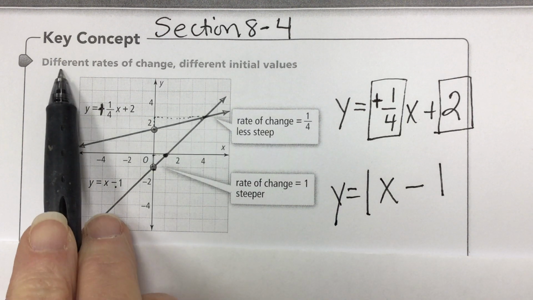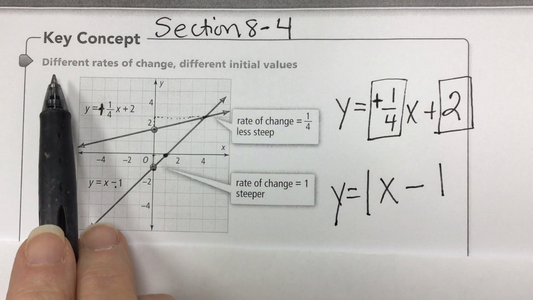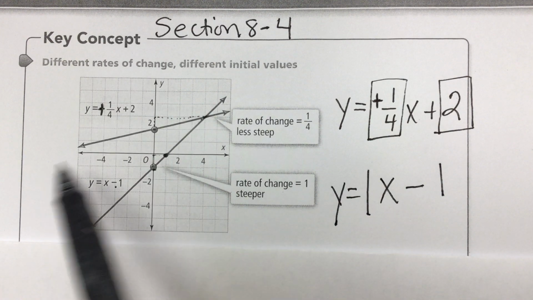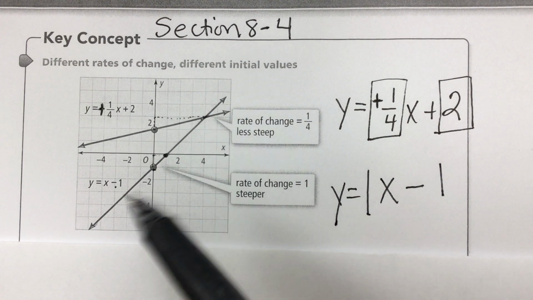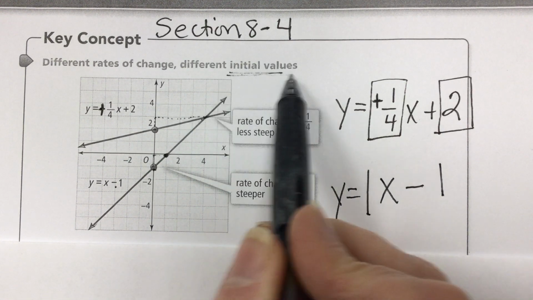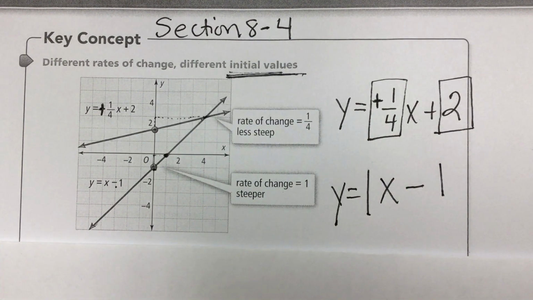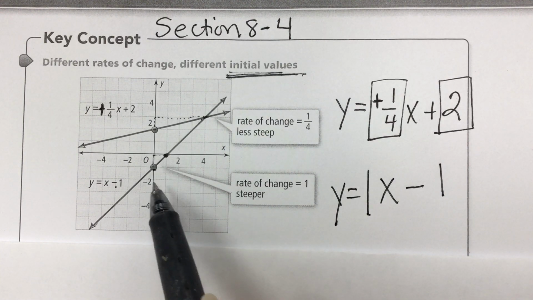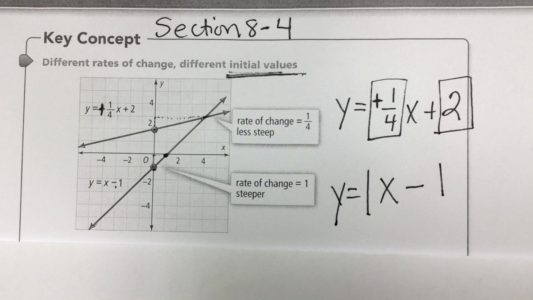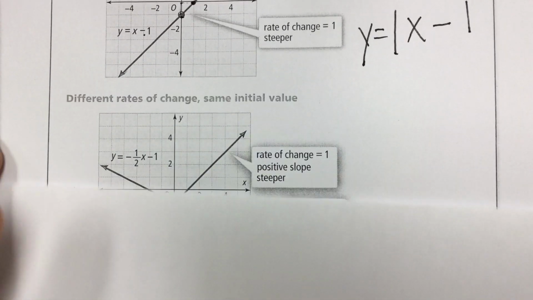So therefore, these two graphs represent different rates of change. In other words, these two lines have different slopes, and they also have different initial values, which would be the different y-intercepts. In other words, they touch the y-axis at two different places. Let's look at our next situation.